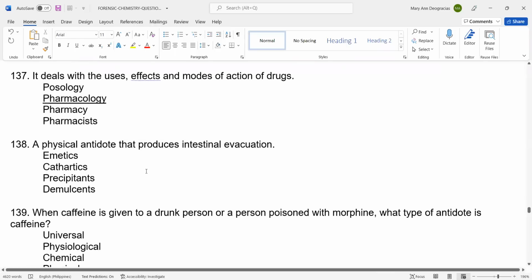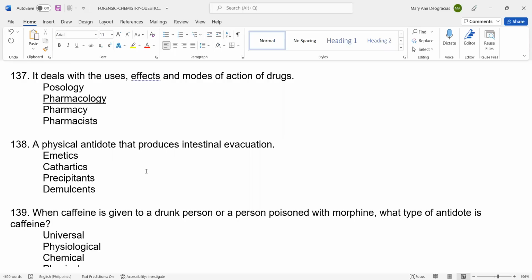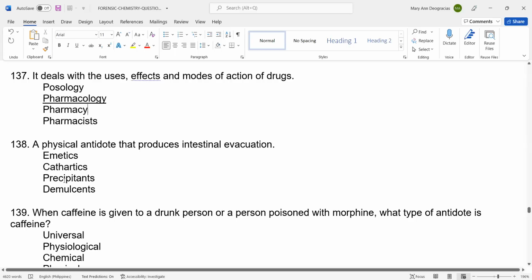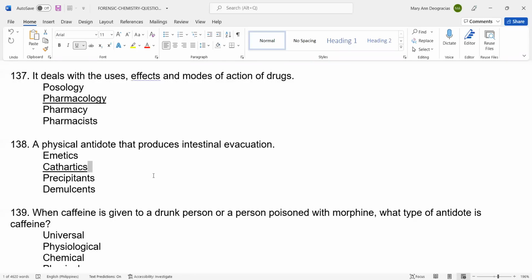All right. A physical antidote that produces intestinal evacuation. From the word, okay, A, emetics, B, cathartics, C, precipitants, D, demulcents. All right. So intestinal evacuation is, alam nyo, ang sagot dito is cathartics. Example ng cathartics is we have stomach tubes, ganyan, catheter, from the word catheter. So pag pinasukan ng catheter, halimbawa, through the mouth, what will happen? So you will be evacuating the component or the contents of the stomach through vomiting also.